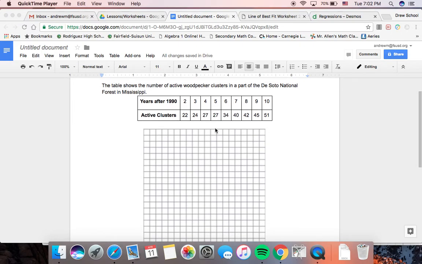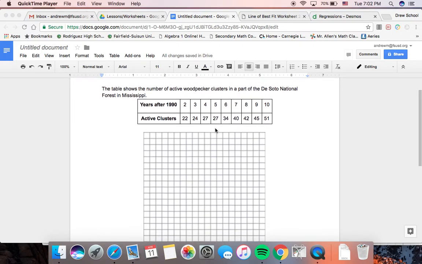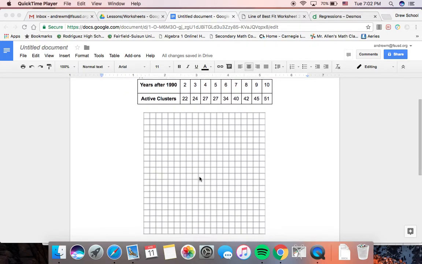Alright, so I'm going to show you how to make a line of best fit. Here's our data right now. The table shows the number of active woodpecker clusters in a part of the DeSoto National Forest in Mississippi. Now you folks are going to graph it on your table. I'm going to use Desmos.